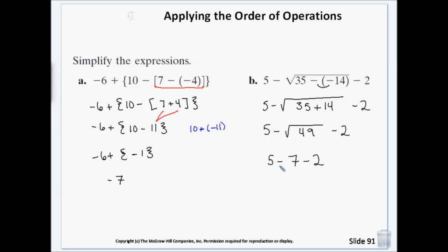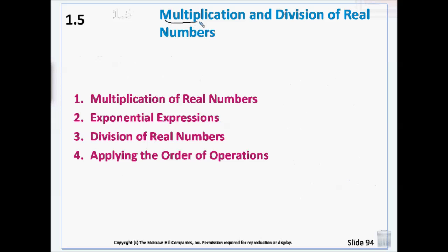And then I can, 5 minus 7 is negative 2. And negative 2 minus 2 is negative 4. And again, if this is confusing, you could think of it as 5 plus negative 7 and negative 2 plus negative 2. Because they both have the same rules.